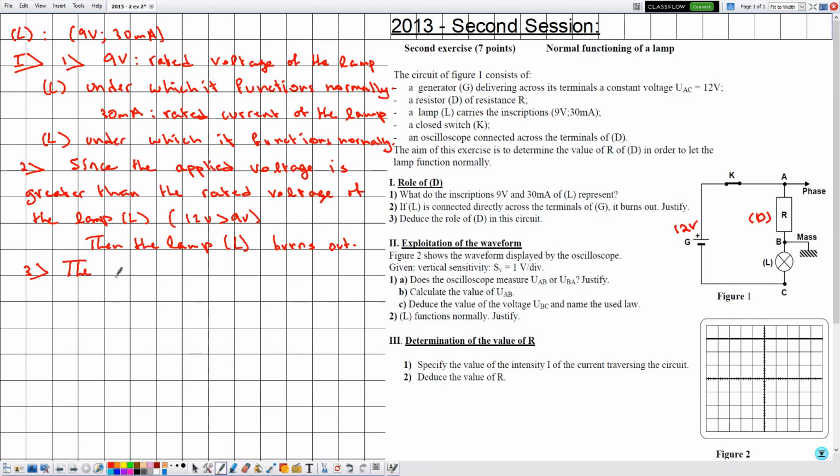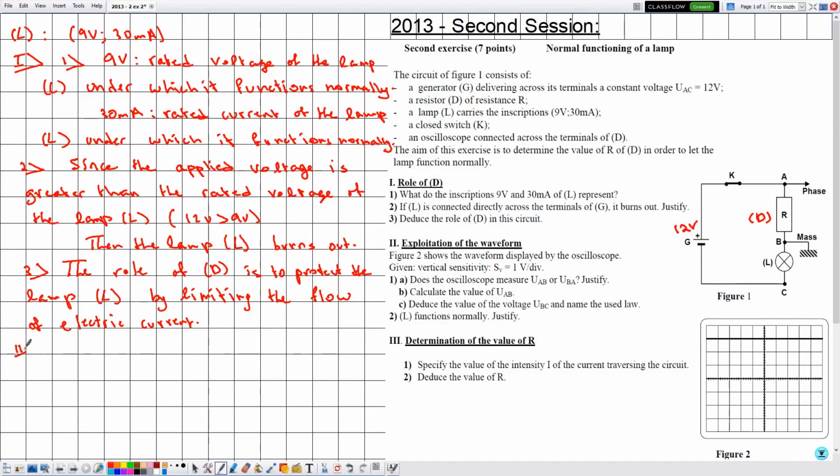Then the role of D is to protect the lamp L by limiting the flow of electric current. Then this is it for part 1 of this exercise.